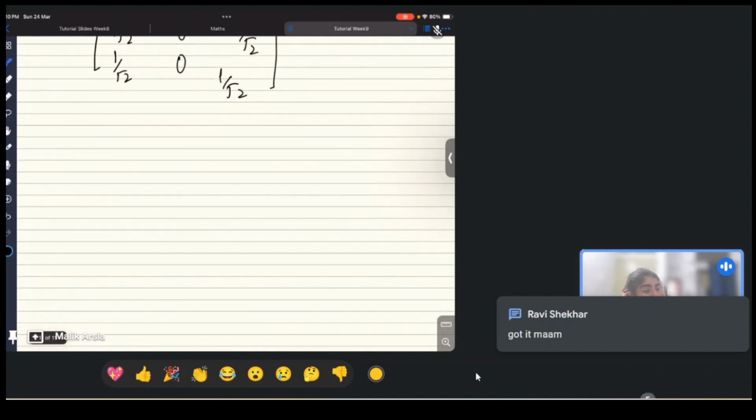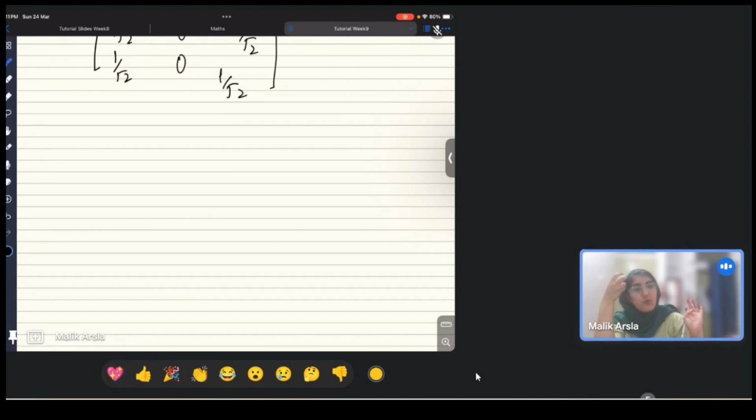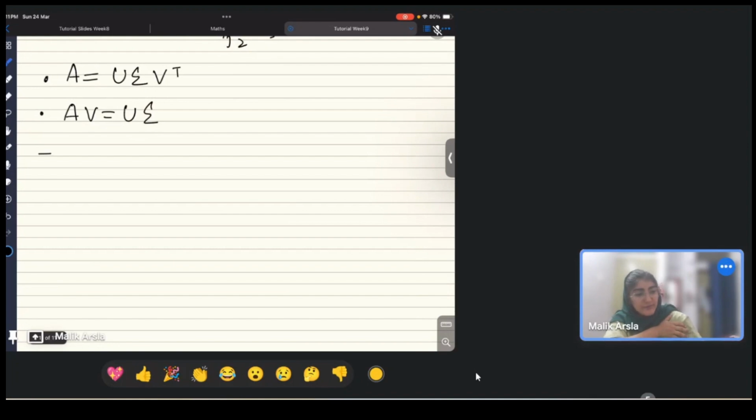Now after doing this comes the final step of this SVD. We know that we have A now, we have V now, we have sigma. Now what we have to find? U. So here we have A is equal to U sigma V transpose. Now again we will post multiply it with V. So it will be A V is equal to U into sigma.